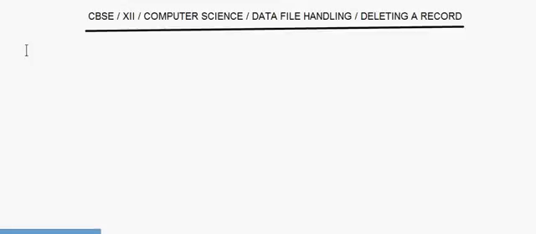Today I'll take up data file handling, and we'll be doing how to delete a record from a file. We have seen how to write to a file, how to read from a file, and how to search for a record in a file. Now after searching a particular record, supposing you want to delete that record, then how is it to be done? That's what we are going to see today.